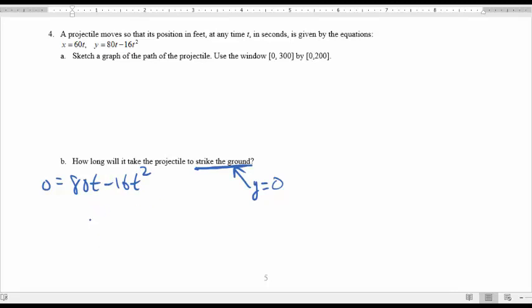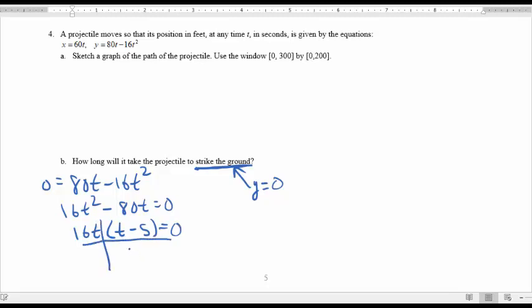And just solve this now for t, right? So 16t squared minus 80t equals 0. And what you can do is you can take out from this a 16t. And when you take out a 16t, what's left is t minus 5. So you end up getting 2 times where the height is 0, at 5 and at 0, right?